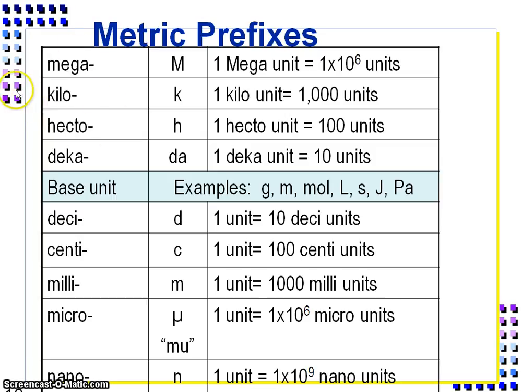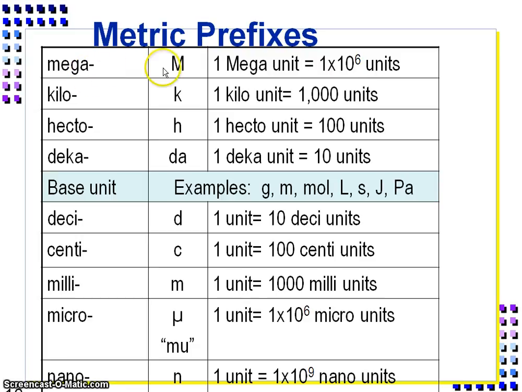They're bigger than that base unit. Everything written below base unit, these are all small units. They are smaller than the base unit. You need to know the prefix, you need to know its abbreviation, and you also need to know the conversion factor, because that's what's going to help you actually solve problems.